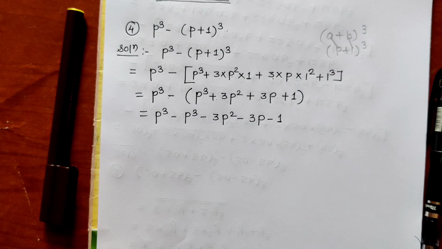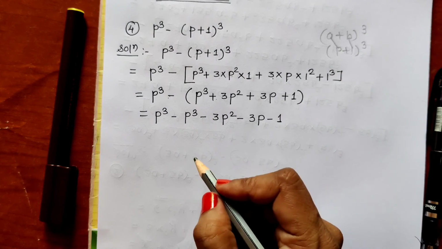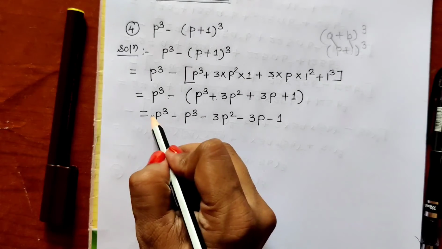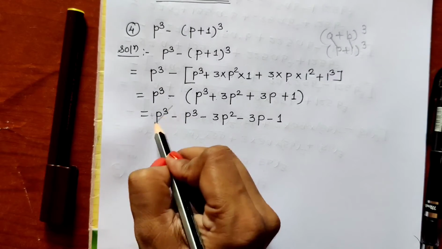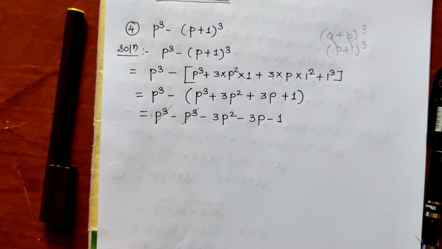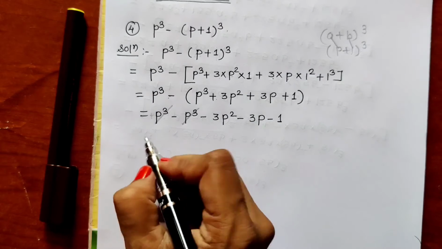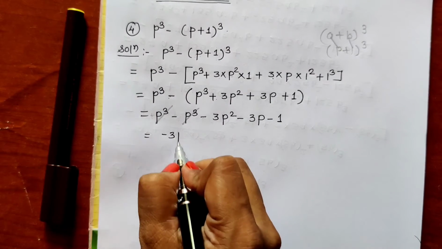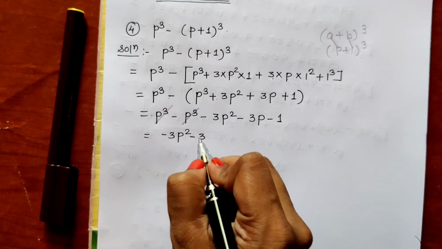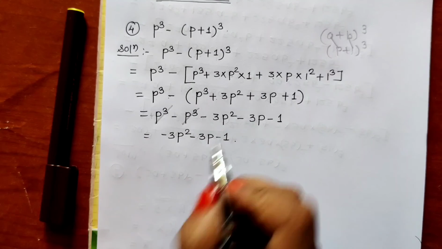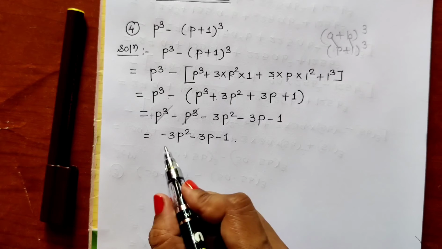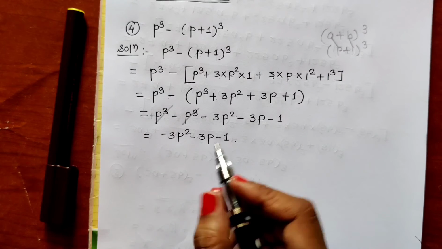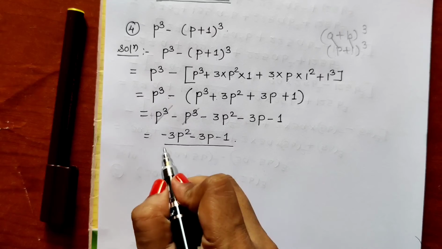Now we will be cancelling the same terms with opposite sign. Here p cube is having plus sign, here p cube is having minus sign, so we can cut it. What is remaining? Minus 3p square minus 3p minus 1. So all these three are different terms. They cannot be added, they cannot be subtracted. So this is our answer.